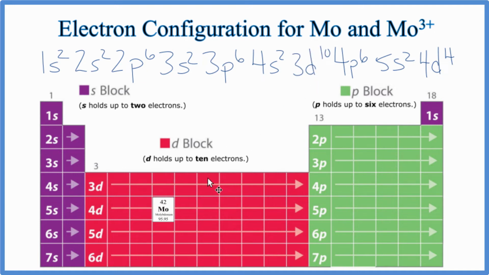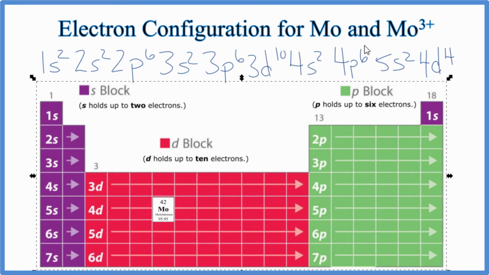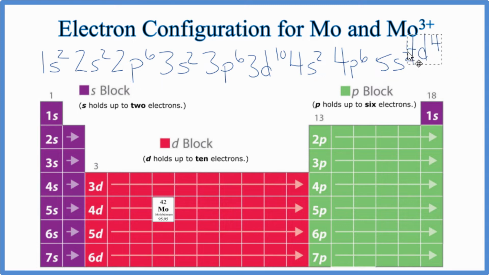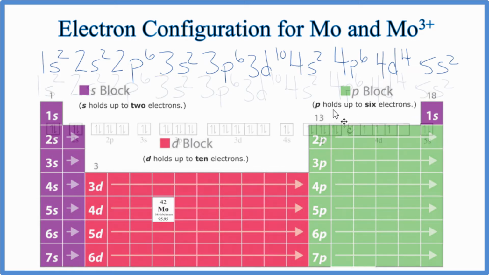Often with these transition metals, these d blocks, you'll see the d before the s, and sometimes even before the p. So let's do that. Let's put the d's before the s. And that's nice because when we have these ions forming, these s electrons out here, we're going to lose those first. So this is a better way to write it, but it's still not correct for this molybdenum. Let's take a look at how we can fix that.